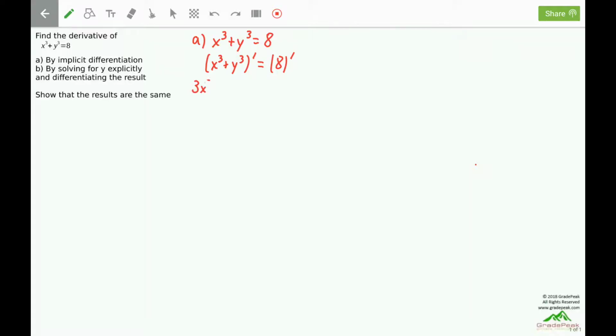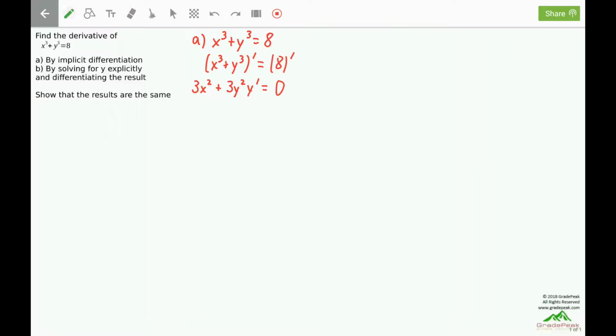The first function will be a power rule, 3x squared, and we'll add to it the derivative of the second, which is also a power rule. Bring down the power, subtract 1 from it, but then because we just took the derivative of a y term, we have a y prime to complete the chain rule. On the right side, we have the derivative of a constant. That's a 0.